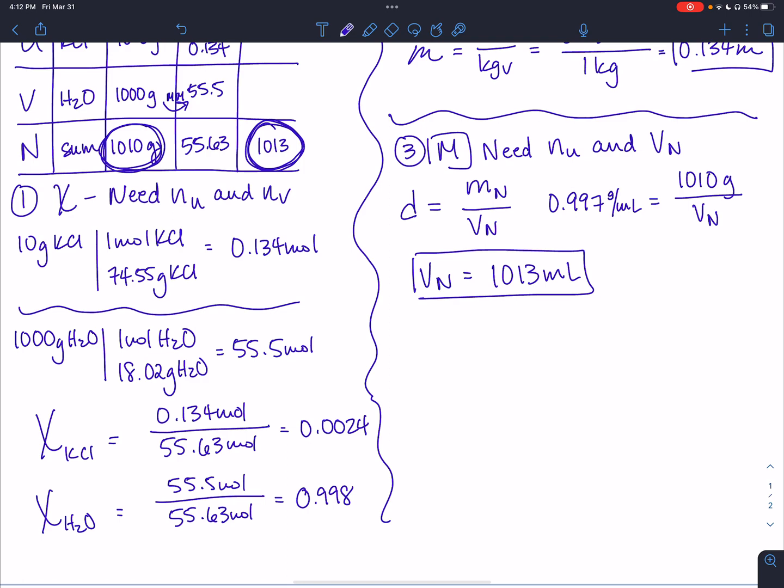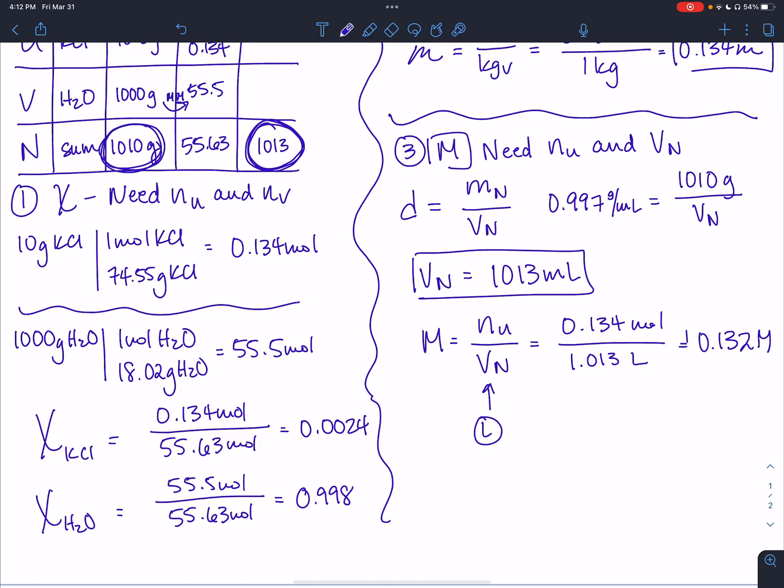Now that I have the volume, I can use it to calculate the molarity. Remember, molarity is moles of solute divided by volume of solution, and that volume has to be in liters. So I'm going to divide 0.134 moles by 1.013 liters, and I'm going to find that this solution is 0.132 molar. That's just an example of where density is going to be used to help us find the volume of that solution. In other cases, maybe we use the density and we know the volume of solution, so we use it to find the mass, and then we use that to work our way through the table.